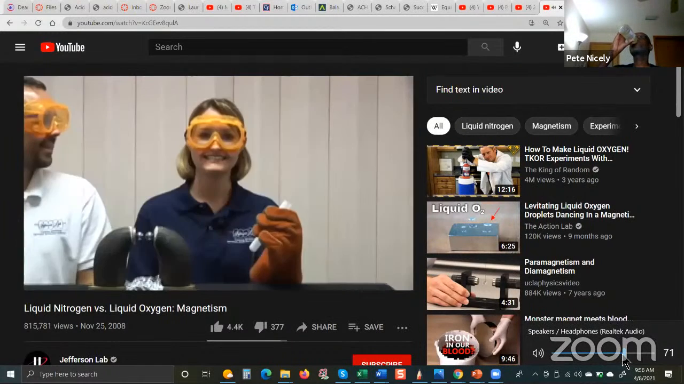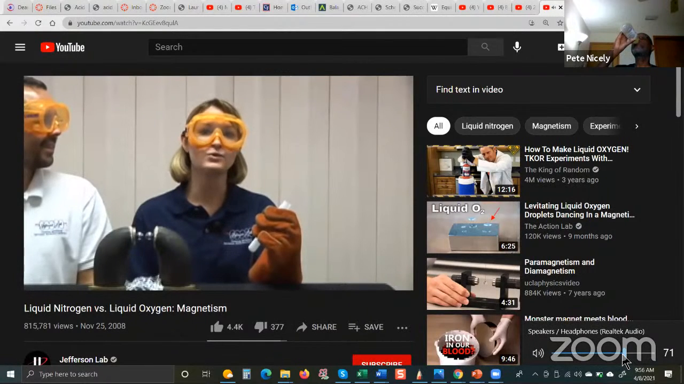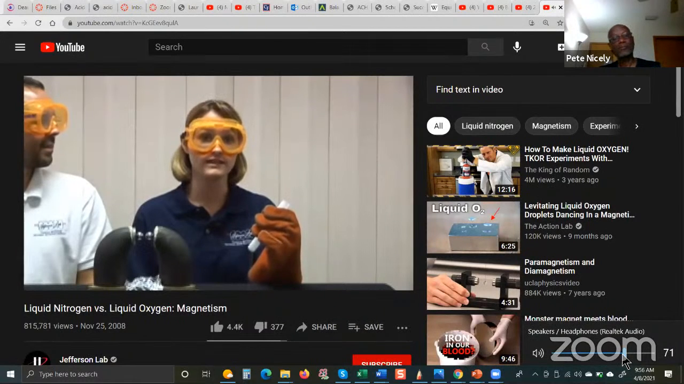Now, liquid nitrogen isn't normally magnetic, but each of the nitrogen molecules acts like a tiny magnet when it's exposed to a magnetic field. This effect is known as diamagnetism. That's just a fancy way of saying that each of the nitrogen molecules is repelled by the magnet's magnetic field.